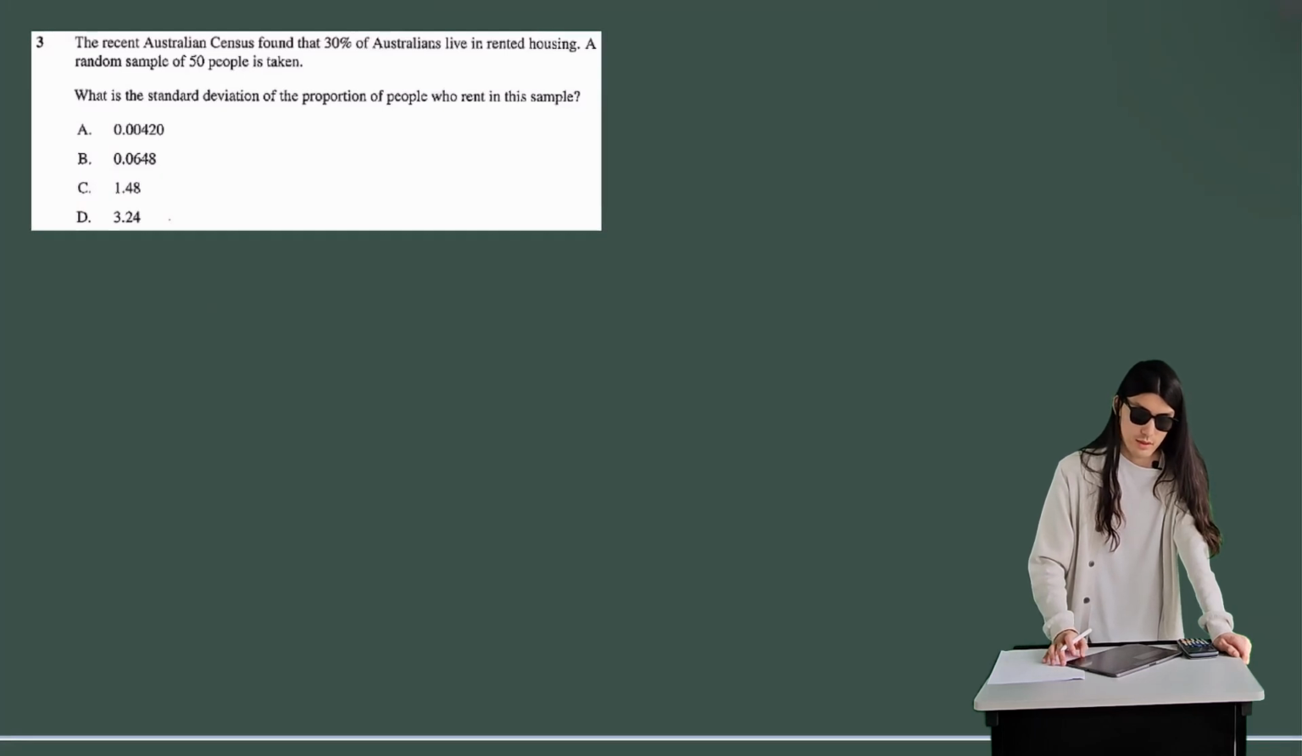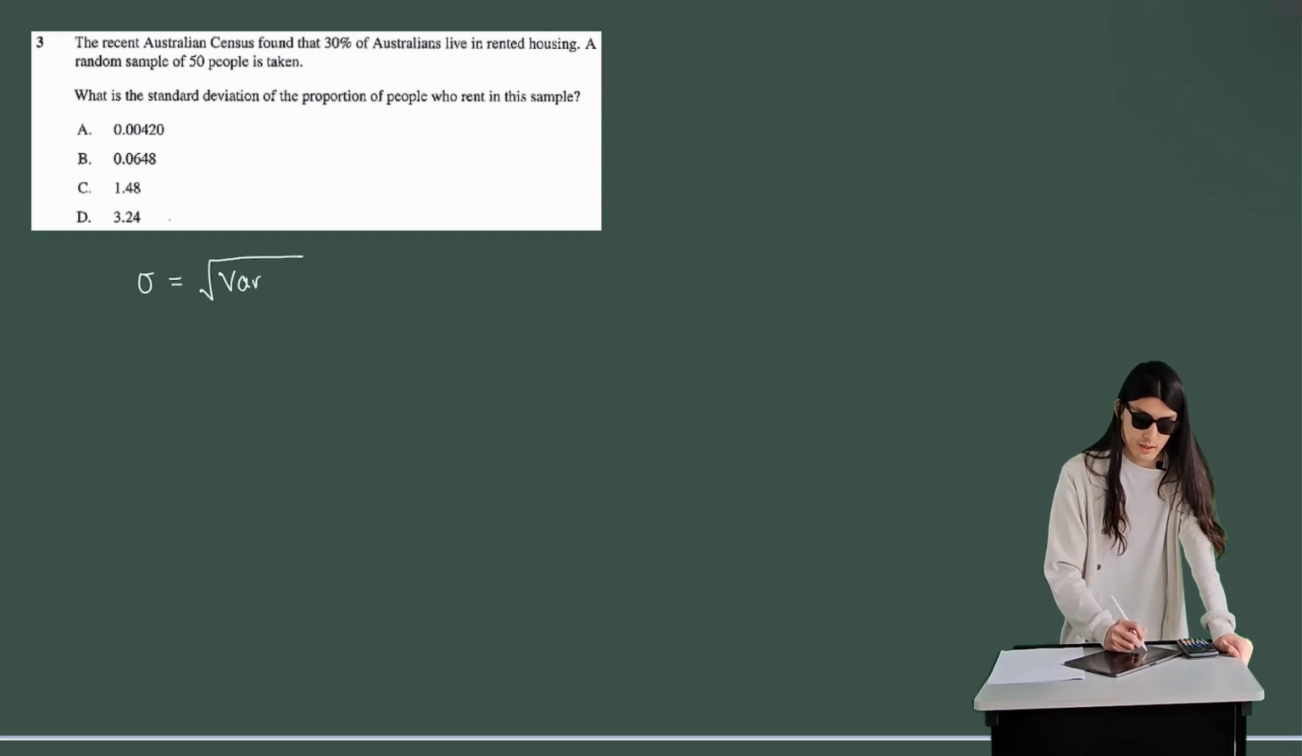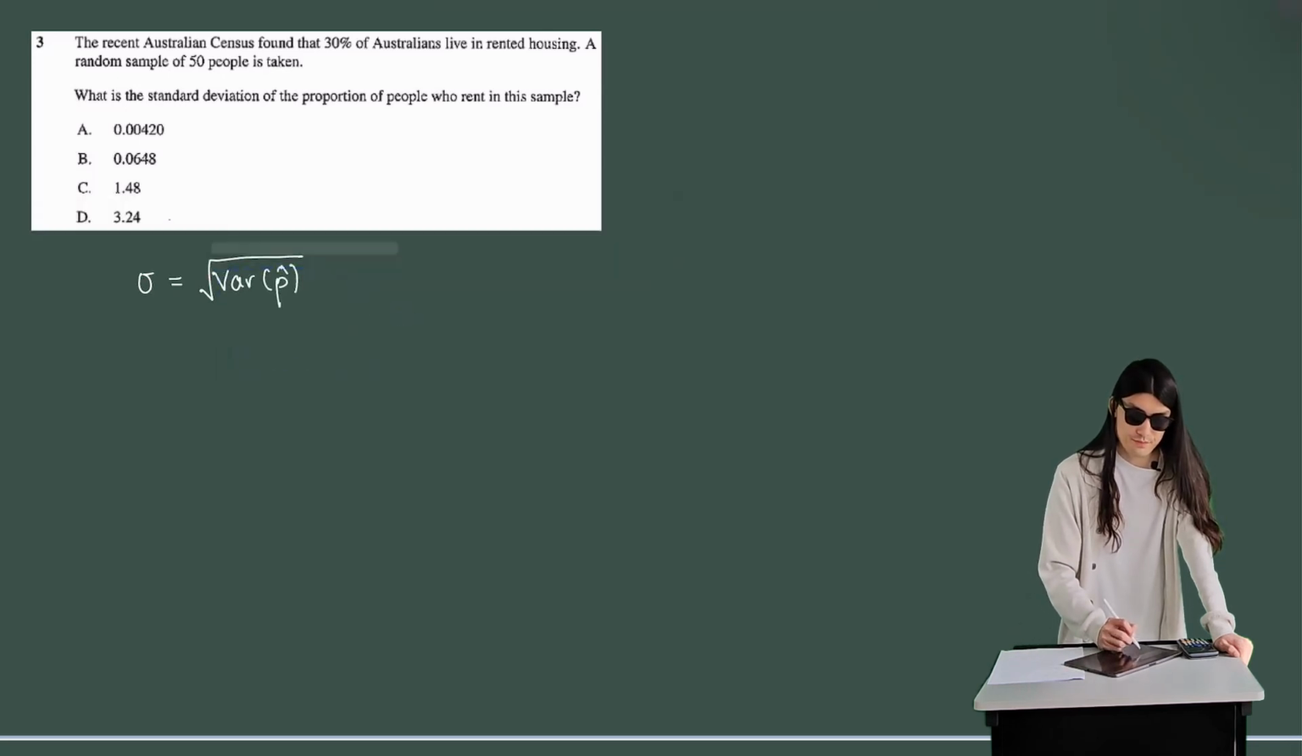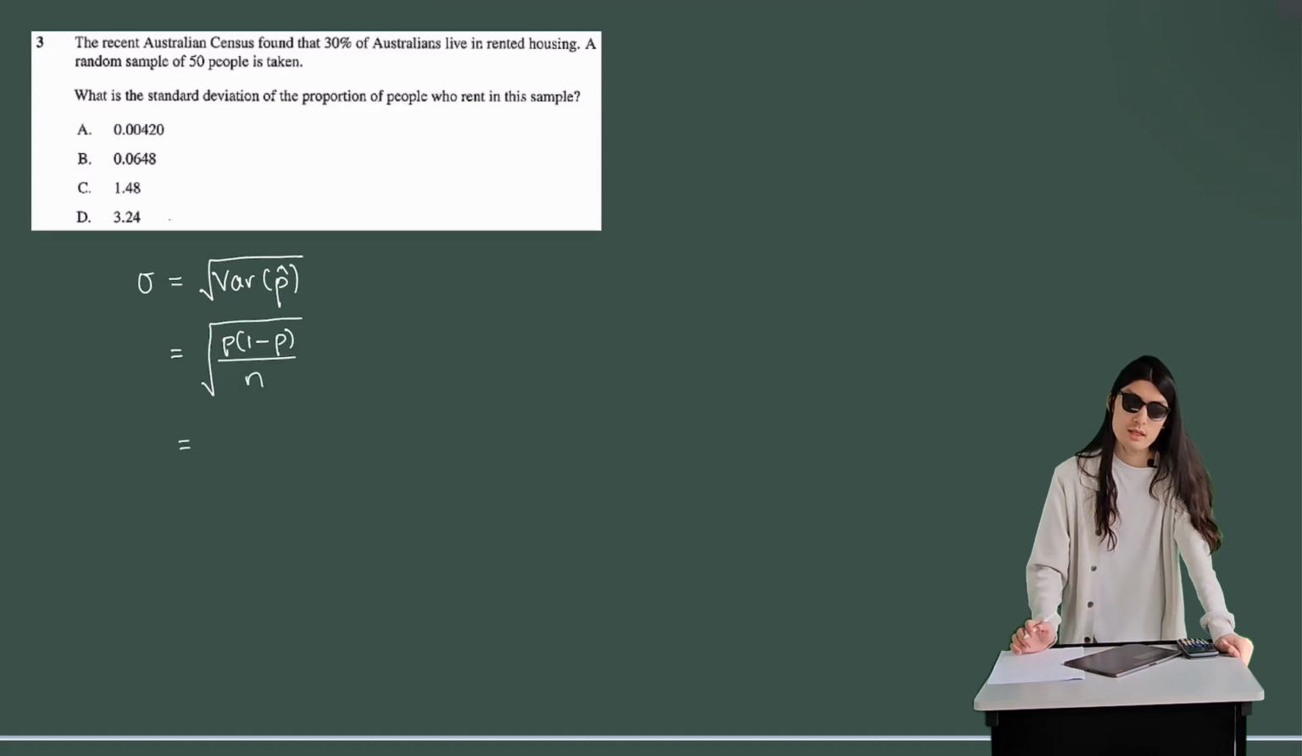So this time the standard deviation of the sample proportion essentially is what they're asking. Now standard deviation is defined as the square root of the variance, here the variance of the sample proportion. And the variance is given by the expression p times (1 minus p) over n. Now, what's the p and what's the n in this question?